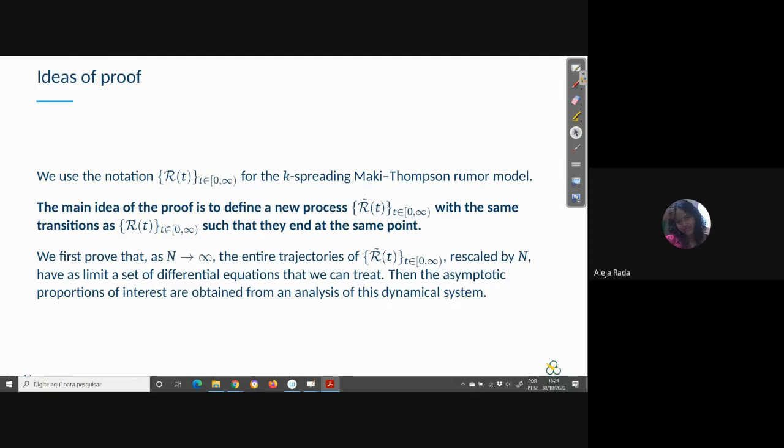How do we prove that? We prove it using a technique I will describe now. We define our process, and we denote the process like R_t. The main idea of the proof is to define a new process, R tilde, with the same transitions as R and the same endpoint. When we define this new process, we can prove that the entire trajectory of the new process, scaled by n, has as limit a set of differential equations that we can treat. And if we analyze the solution of that dynamical system, we can find the proportion that we are interested in.